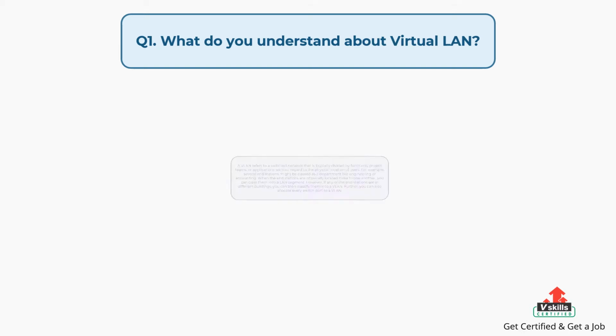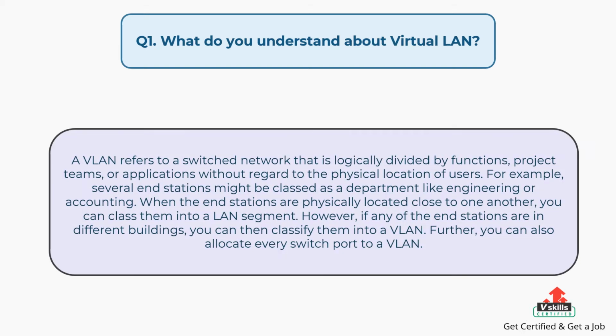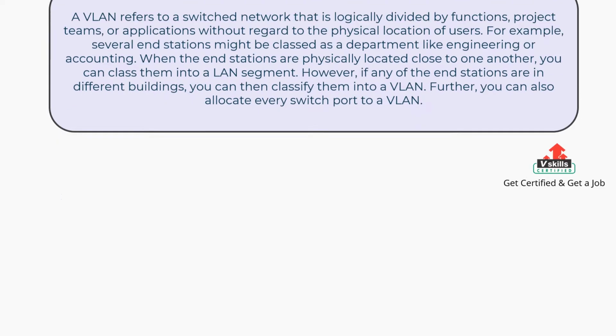The answer is, a Virtual LAN refers to a switch network that is logically divided by functions, project teams, or applications without regard to the physical location of users. For example, several LAN stations might be classed as a department like engineering or accounting. When the stations are physically located close to one another, you can class them into a LAN segment. However, if any of the end stations are in different buildings, you can then classify them into a virtual LAN. Further, you can also allocate every switch port to a virtual LAN.